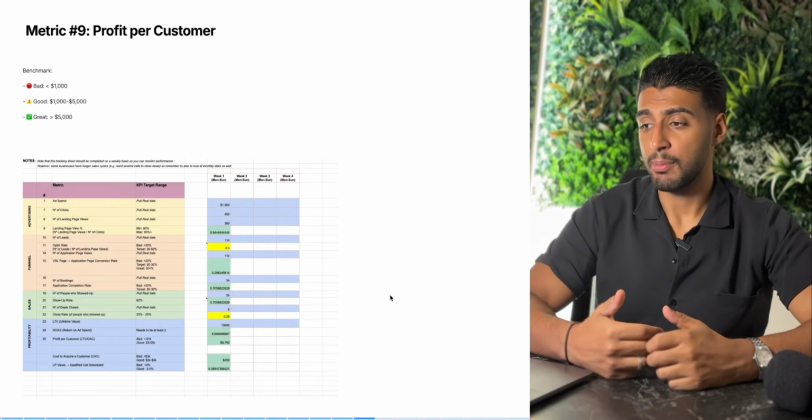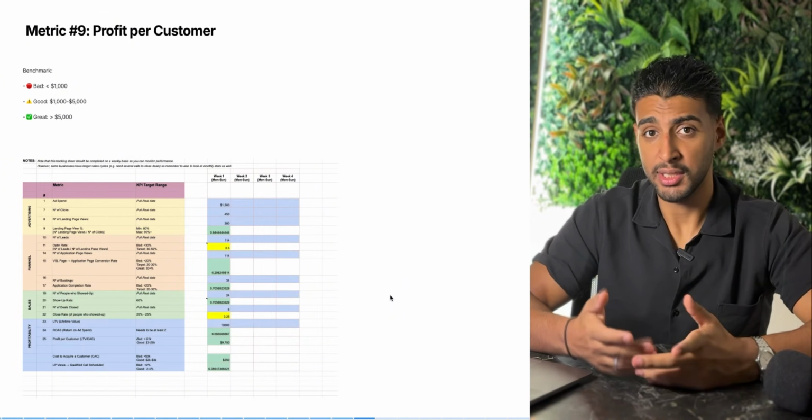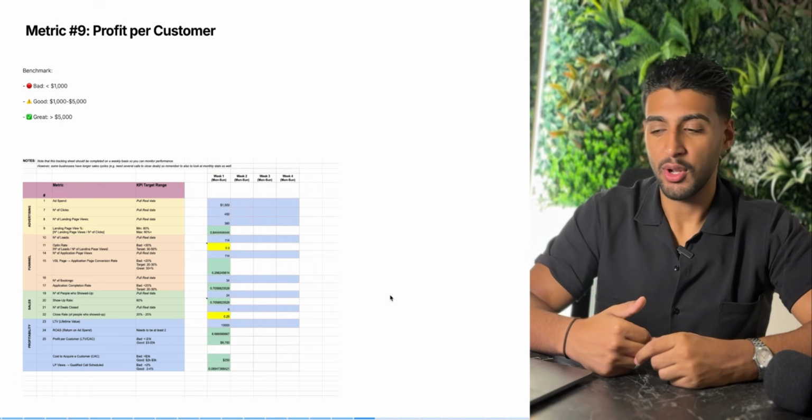The 9th metric is going to be the profit per customer. If it's below $1,000, it's going to be red. If it's between 1,000 to 5,000, it's good. It's going to be yellow. And if it's above $5,000, it's going to be green.